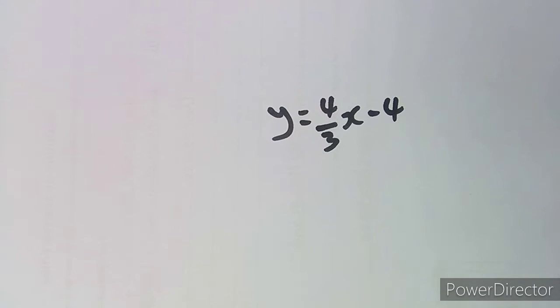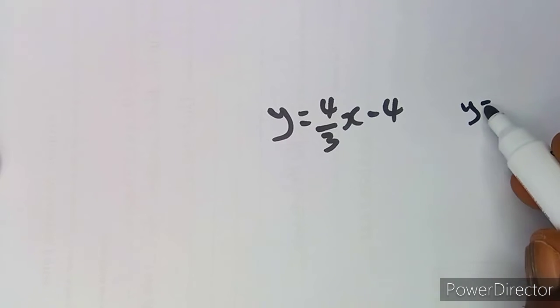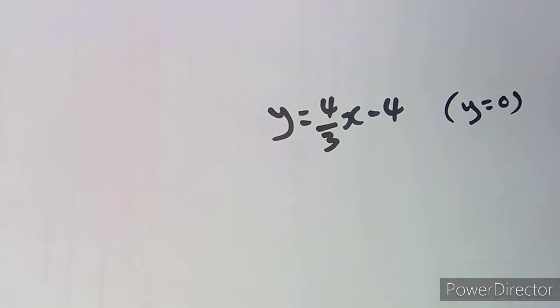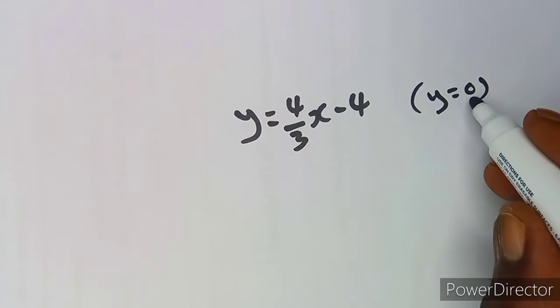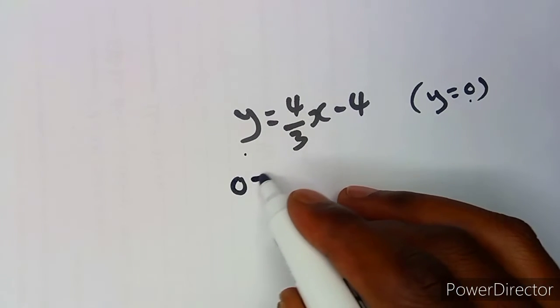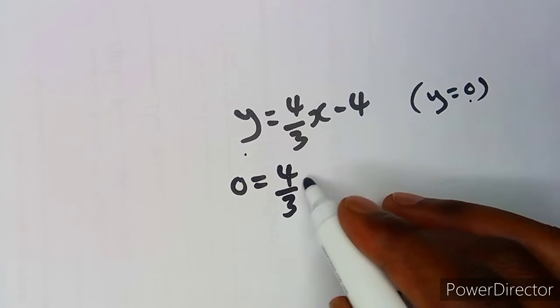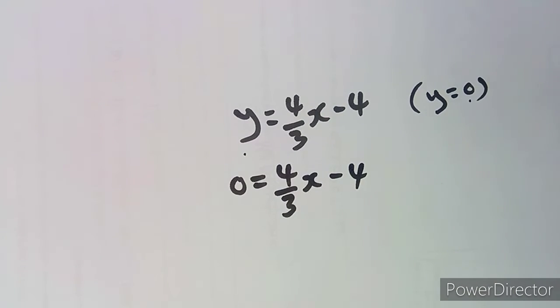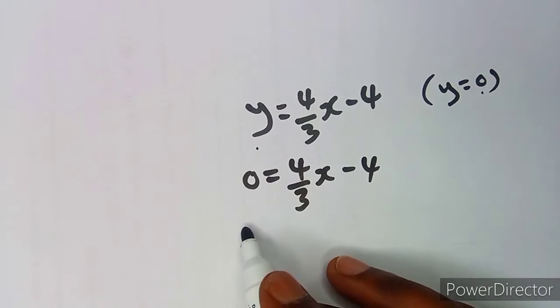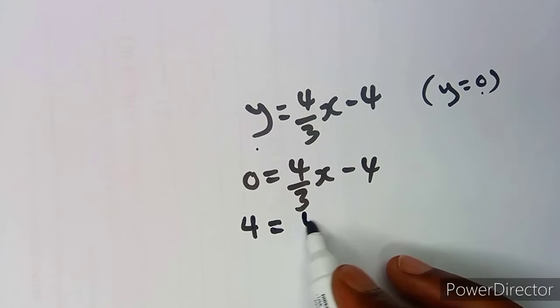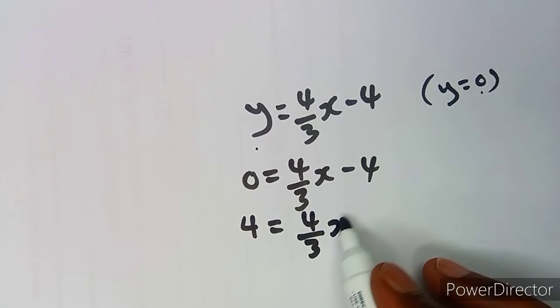So if this is the equation of line CD, and for the x-intercept y is equal to 0, what is going to be the value of x? That is what we are simply asked in this case. So it's a matter of substituting. In place of y, we substitute 0. So 0 is equal to 4 over 3x minus 4. You want to calculate x, so you take minus 4 to the other side, it becomes positive. So 4 is equal to 4 over 3x.